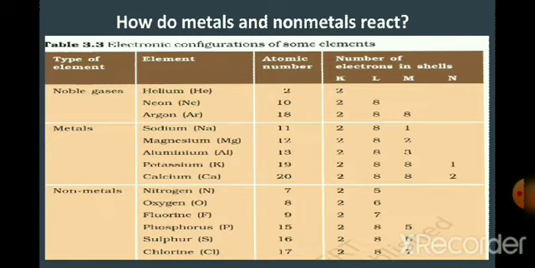Since non-metals have a tendency to gain electrons, they are said to be electronegative. By gaining electrons, non-metals acquire a negative charge. Non-metal atom changes into an anion. So let us now learn how the metal sodium reacts with the non-metal chlorine to form sodium chloride.